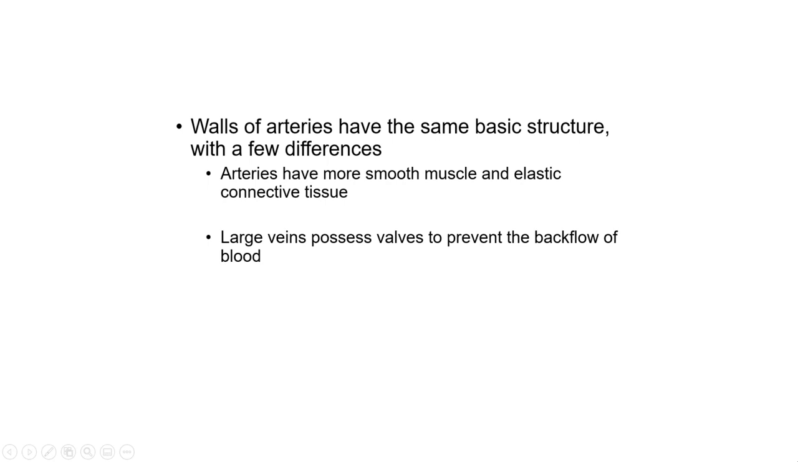The walls of arteries have the same basic structure as veins, but there are a few differences. Arteries have more smooth muscle and less elastic connective tissue. And this is because of what they do. So arteries are sometimes called the resistance vessels of the cardiovascular system because they have a relatively strong and resilient tissue structure.